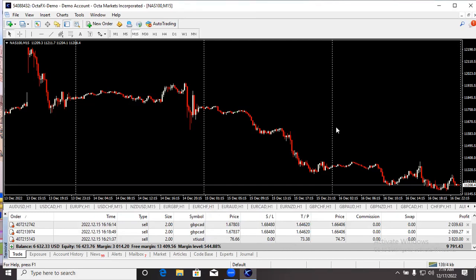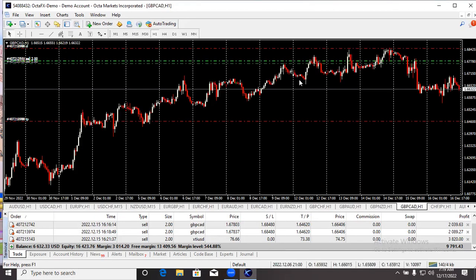Now, this is a 1 hour time frame. The market, if you agree with me that this is an uptrend, okay? Yes. So now, what did I see that made me take this trade?